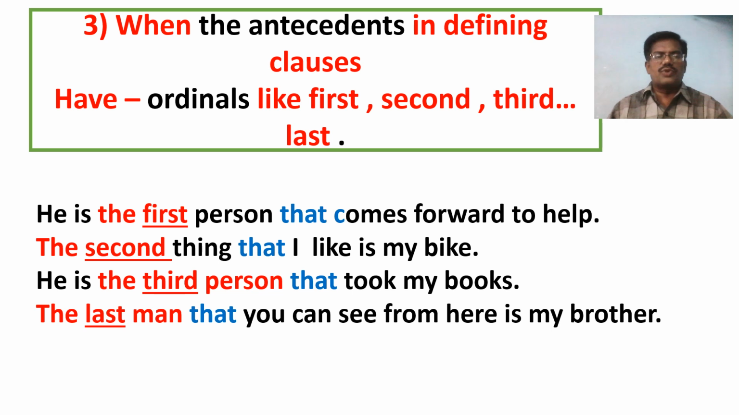And in the second sentence, we have used the ordinal second in the antecedent. So we have used that in the relative clause. In the third sentence, we have used third, the ordinal, in the antecedent. So we have used that as relative pronoun in the defining clause. And in the last sentence, last is there, that is the ordinal. So we have used that in the relative clause as relative pronoun. In this way, if the antecedents in the defining clauses have the ordinals, we prefer to use that.